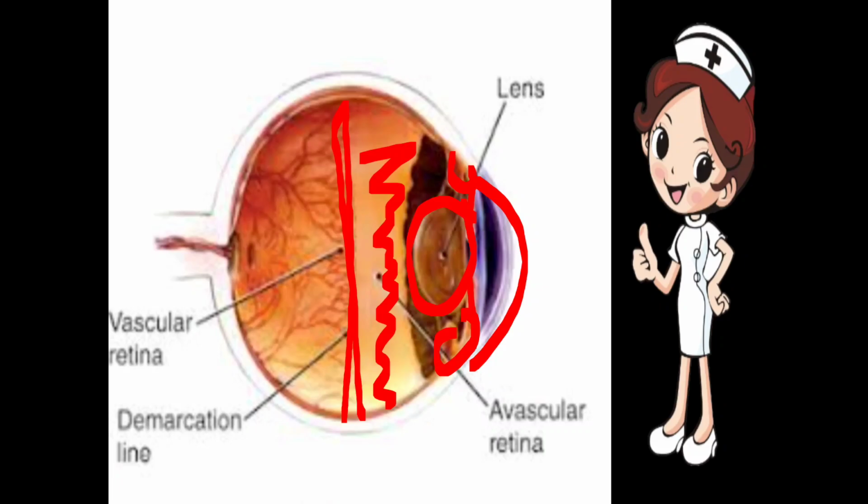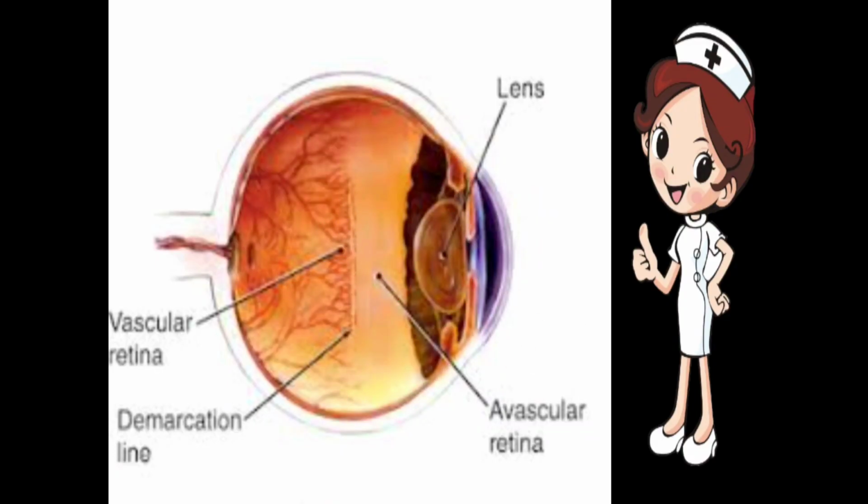There is a line which is a demarcation line and it separates the vascular retina as well as the non-vascularized retina. This one is stage 1. Nothing else is there, only the vascular retina and avascular retina are separated by a demarcation line.